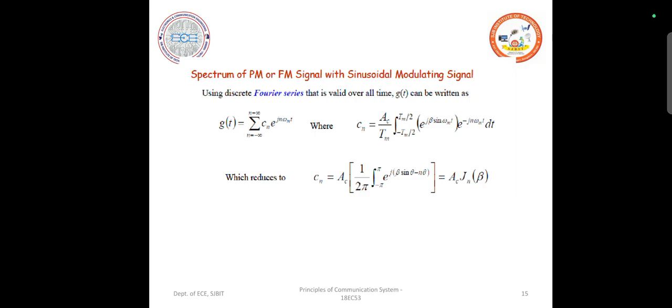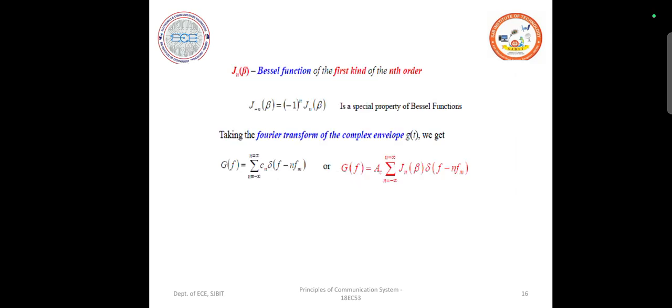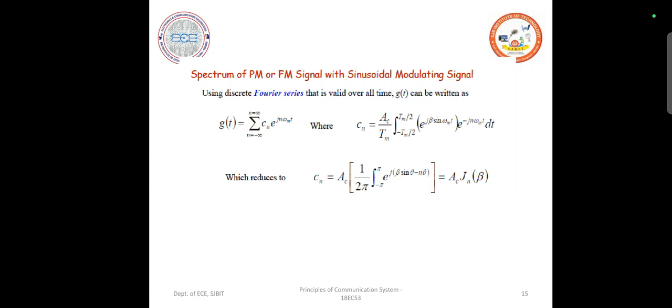Spectrum of PM or FM signal with sinusoidal modulating signal. So this equation I think we can understand. This is a basic Fourier series where we have brought in the Fourier coefficient Cn into consideration. So when you try to expand this, what we get is finally the equation for g of f, which is equal to Ac into summation n equals minus to plus infinity Jn of beta delta f minus nfm. This equation is quite important for us, where Jn is basically the Bessel function. Jn equation is put right here.